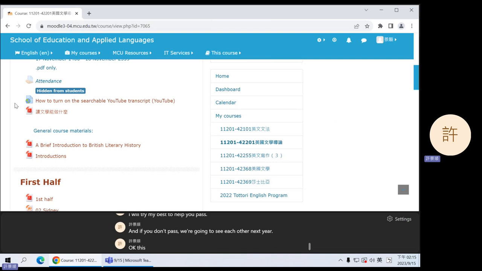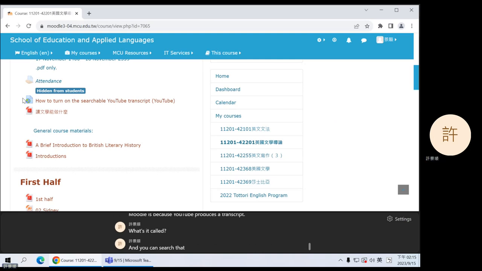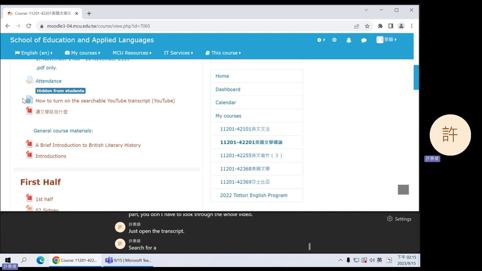Okay, this next thing is a YouTube video. So the reason I upload the video to YouTube instead of directly onto Moodle is because YouTube produces a transcript, 逐字稿, and you can search that transcript. So if you missed only one part of class, or you want to rewatch one part, you don't have to look through the whole video. Just open the transcript, search for a keyword, and it will take you to that part of the video. And if you need to learn how to do this, you can watch this video.